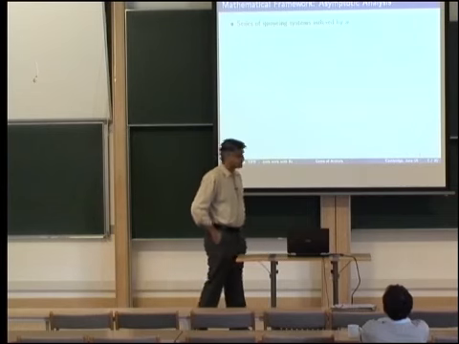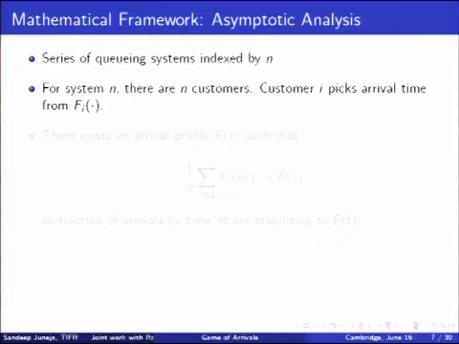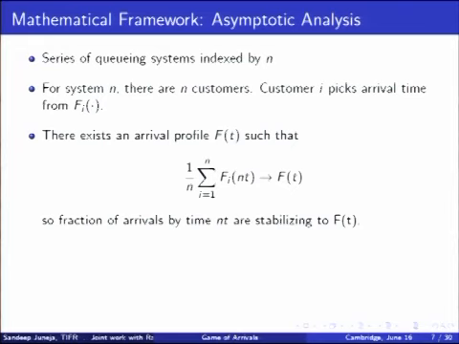Okay, so series of queuing systems indexed by n. For system n, we'll have n customers. Customer i picks arrivals from distribution f sub i. Then when we look at this average arrival profile, we shrink the time and shrink the state space. So then the average number of people coming at time t is converging to f of t. So this is if everybody picks f sub i as their arrival time distribution.